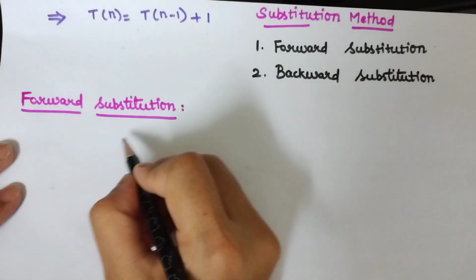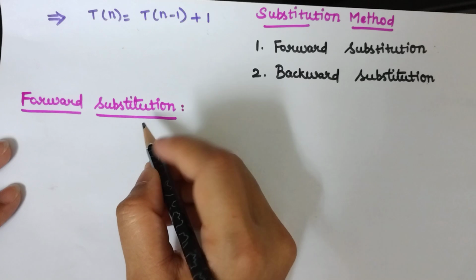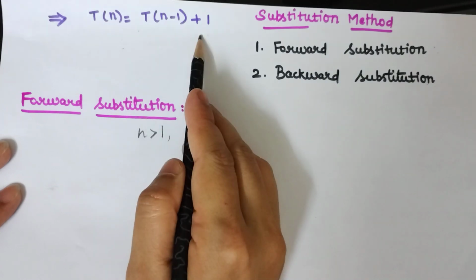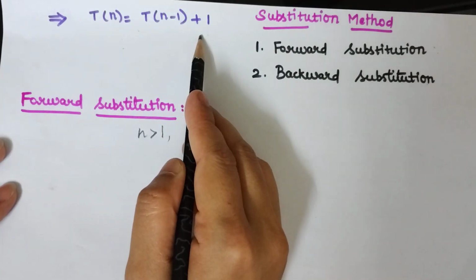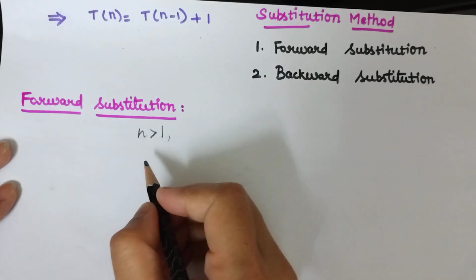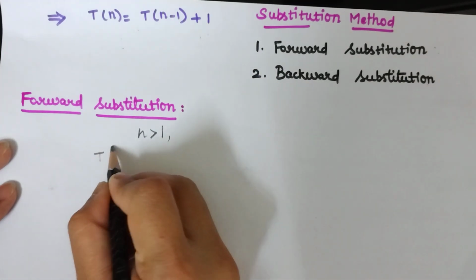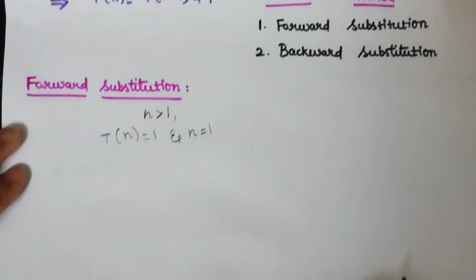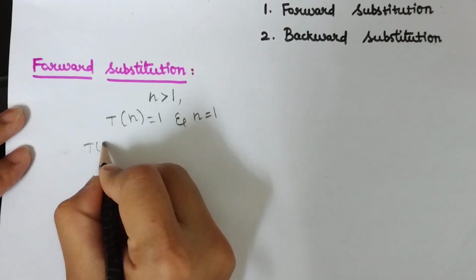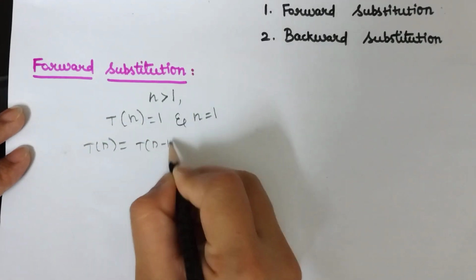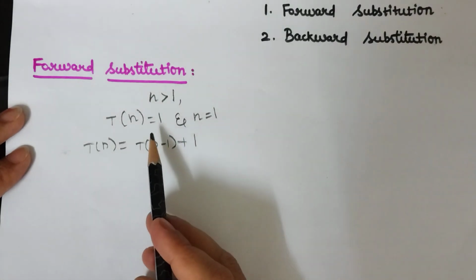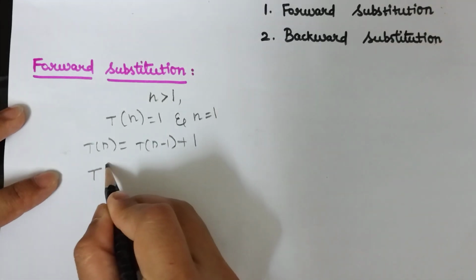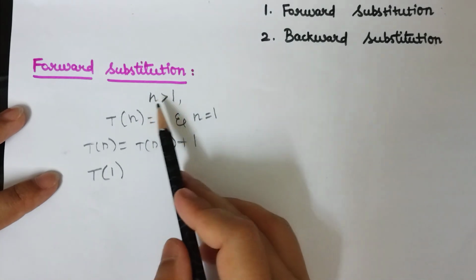In the forward substitution method, you need to set some initial conditions. We know that for n greater than 1, we get this recurrence relation, that is T of n is equal to T of n minus 1 plus 1. For this I am setting an initial condition: T of n is equal to 1 when n is equal to 1. Now, in forward substitution you need to proceed by substituting n values starting from 1, because we know the condition should be greater than or equal to 1.